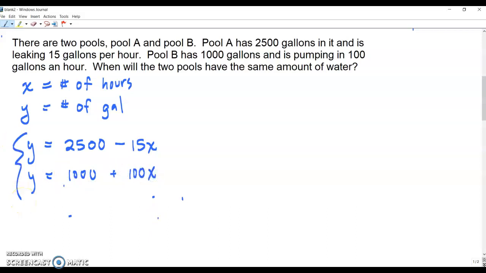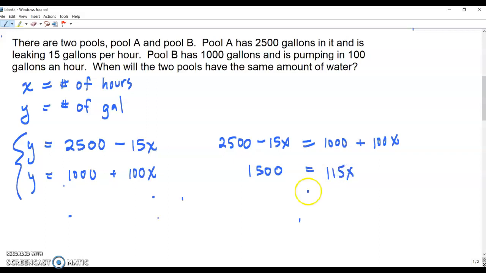So that's our system. Again, I would use the transitive property, use substitution. 2,500 minus 15x equals 1,000 plus 100x. Gather all the x's on one side, all the constants on the other. It looks like I have 1,500 is equal to 115x. Divide both sides by 115.